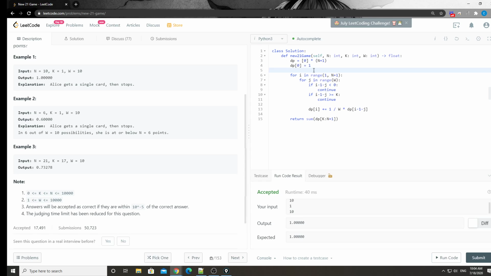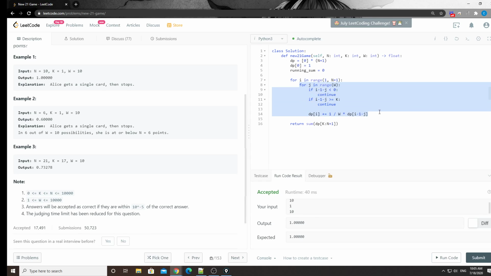So that's why we're gonna have a running sum, okay? Running sum equals, at the beginning it's 0, right? At the beginning it's 0 and let's see.